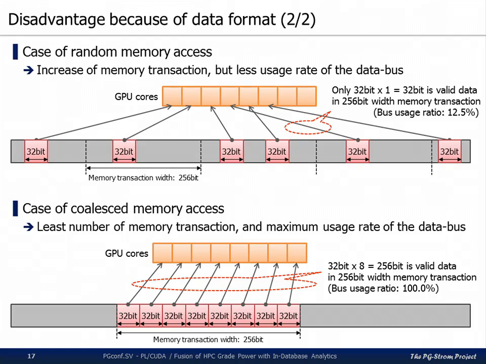On the other hand, in case when variable items are located closely and multiple processing cores access a continuous area, we can utilize the entire memory bandwidth of 100%. It is the most efficient access pattern for GPU memories.